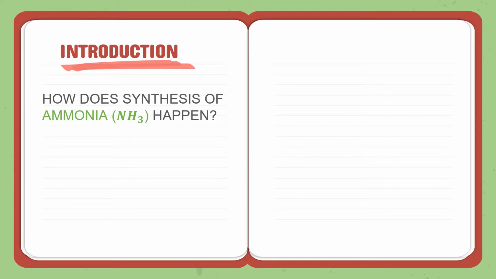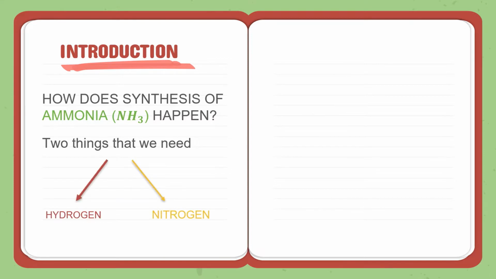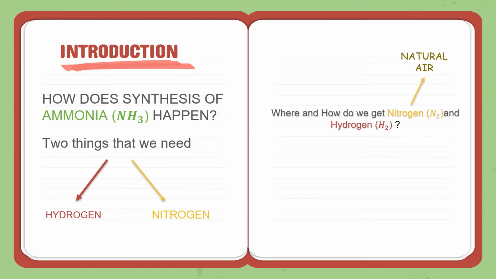So the introduction is that, how do we really get a synthesized ammonia? There are 2 things that we need. First is hydrogen, and the second and the last thing is nitrogen. It is simple as that. But how do we really get these reactants, which is nitrogen and also hydrogen? Well, the basic idea is that we can get the nitrogen from the natural air around us. However, hydrogen will be needed from the reforming reaction.